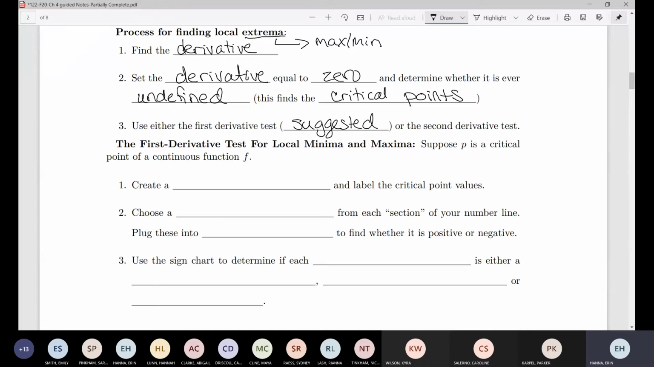What we're going to do is create a number line, which is why I skipped that example, because I said find a number line and I didn't. We're going to plop the critical points on there. We're going to choose a test point from each section of the number line. Once we slap those numbers on there, we've got it split up into sections. We're going to plug these into the derivative.